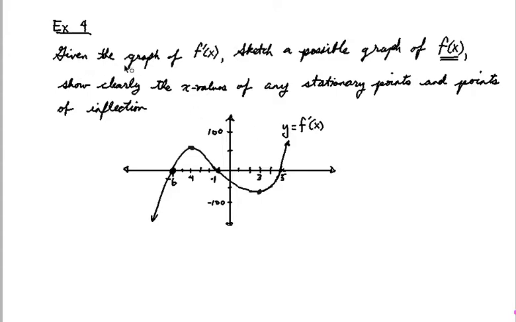Okay, last example. Given the graph of f prime of x, sketch a possible graph of f of x. So now we're working backwards. We're given f prime of x. We need to find f of x. Show clearly the x values of any stationary points and points of inflection.